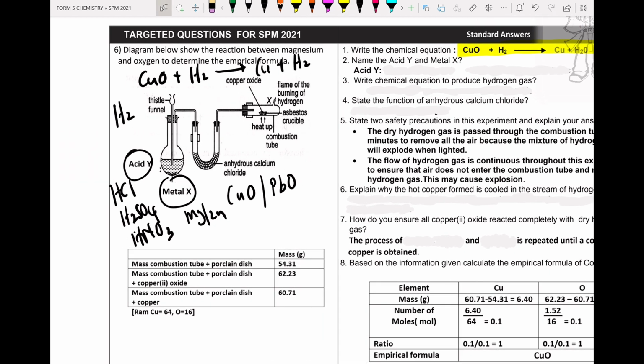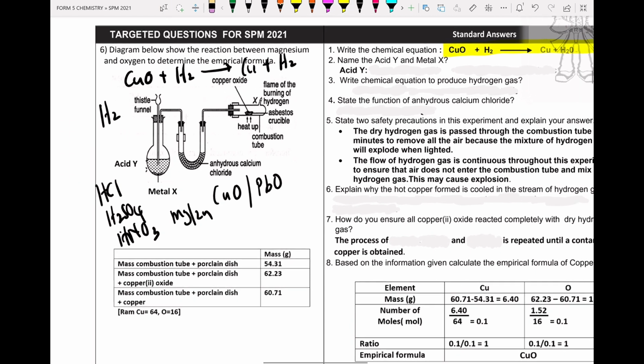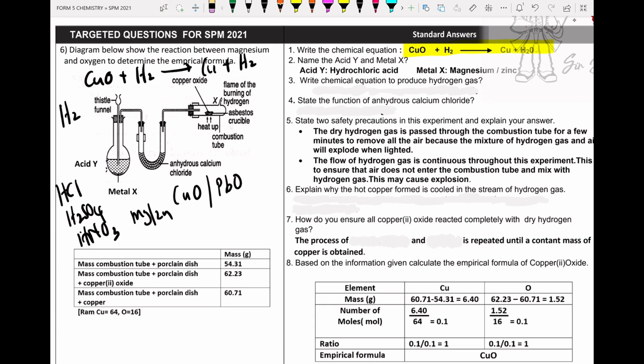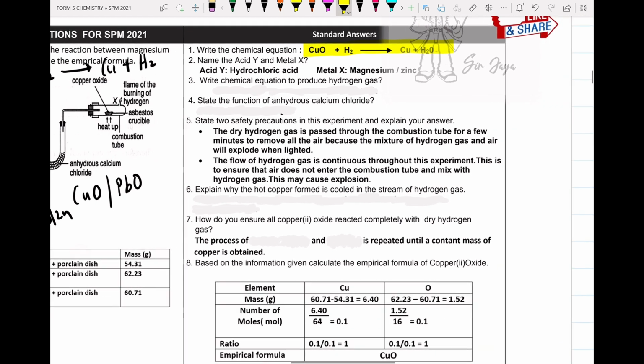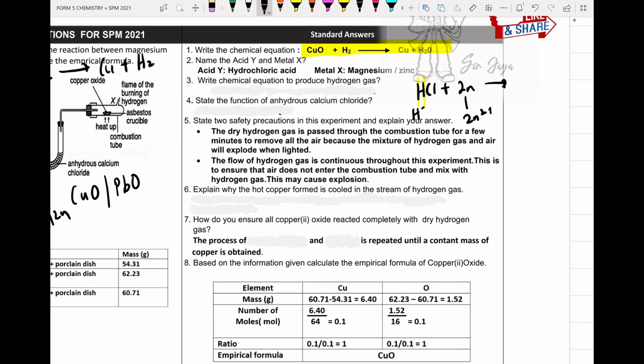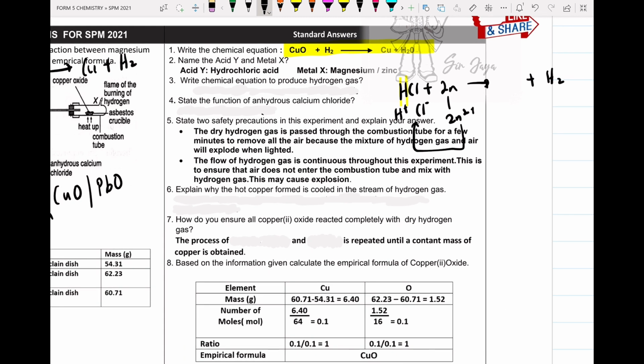Now name the acid X and the metal Y. I use hydrochloric acid. The metal can be magnesium or zinc powder. Write down the chemical equation to produce hydrogen gas. Let's say I take hydrochloric acid. Hydrochloric acid reacts with zinc, so we get Zn2+, the hydrogen ion and the chloride ion. During the chemical reaction, we get H2 hydrogen gas, and zinc and chloride combine together to give ZnCl2, zinc chloride. To balance the equation, we need to balance the chloride too, so I put 2 in front of hydrochloric acid. So the equation will be like this.